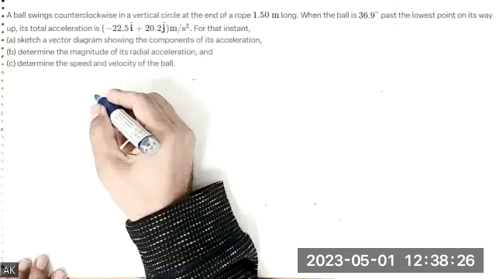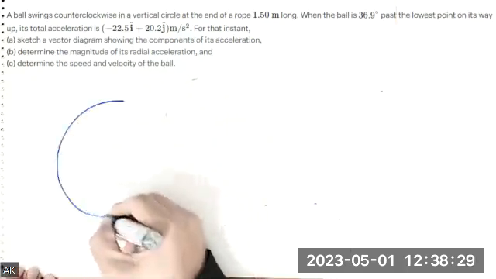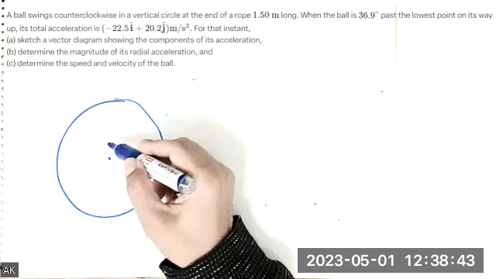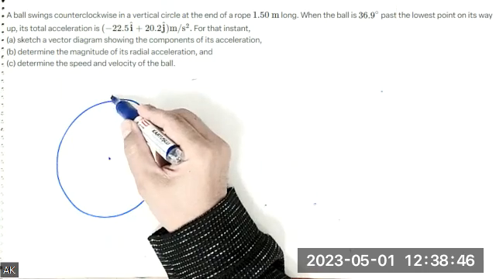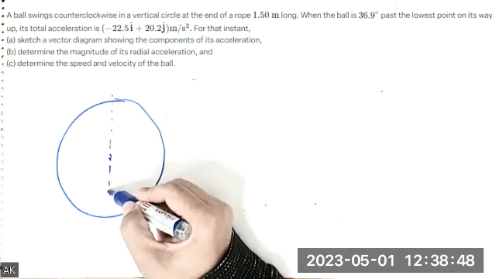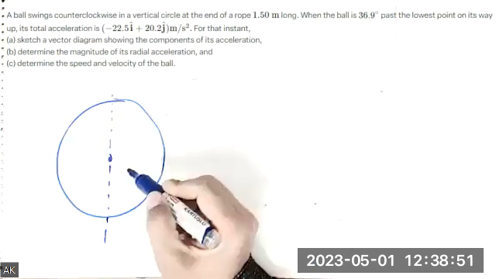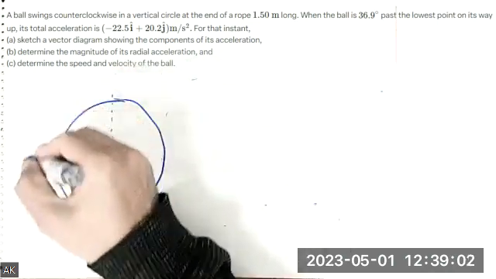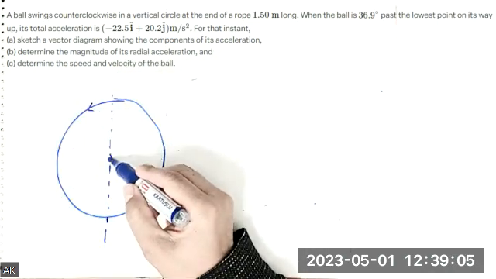Let's draw the picture of the problem. This is the orbit of the motion. It's a circle. This is the center. At one point, the ball is... let me first draw the vertical line. You can take this as a y-axis. This is the center. When the ball is 36.9 degrees past the lowest point on its way up, it goes in a counterclockwise direction. Counterclockwise direction is this direction. So it is somewhere over here.